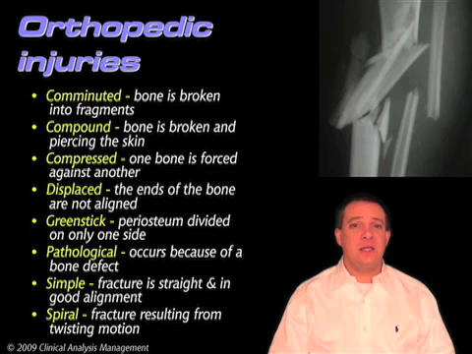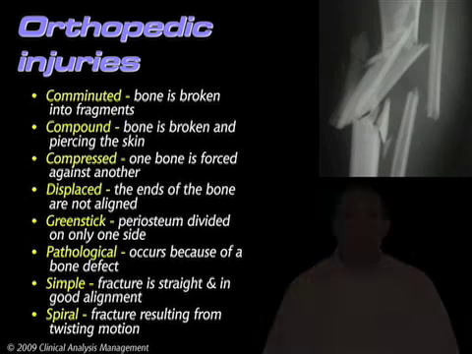So certainly kids can get themselves into contortions where they can have a spiral fracture that's not abuse, but anytime we see a spiral fracture, we always want to make sure that the story really lines up with the injury.